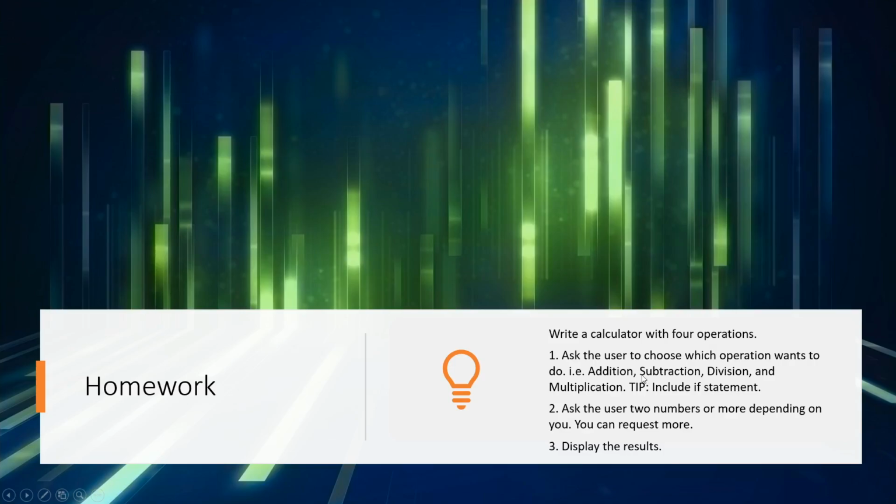It's up to you. Ask the user for 2 numbers or more, depending on you. You can request more numbers from a user, like how many numbers you want to multiply, or keep it in a loop, so he will always add more numbers and display the result. So now I will show you.